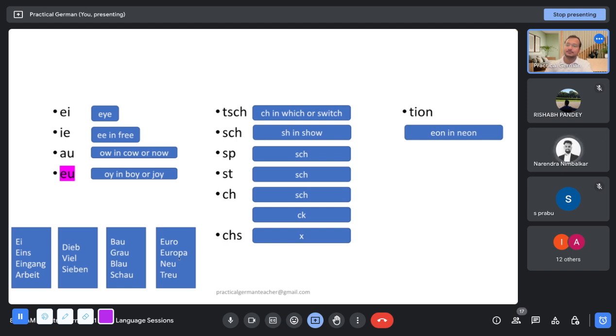Europa. No, not Europe, Europa. Neu means new. Treu means I think faithful. So you will hear this in movies, du bist mir nicht treu gewesen. You were not faithful to me, or something like that.